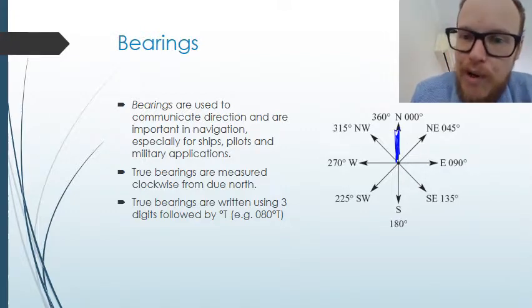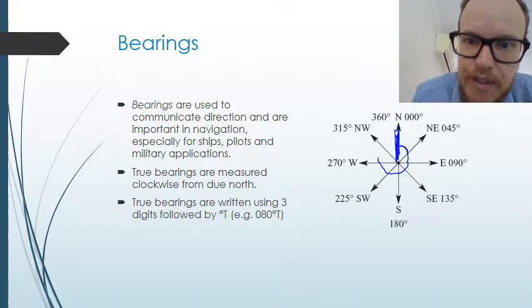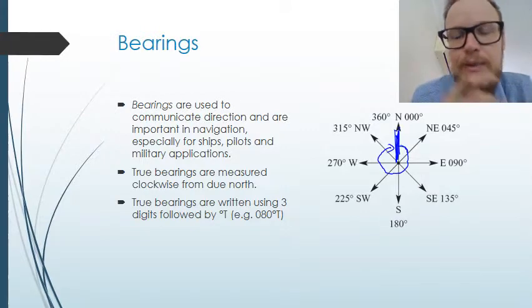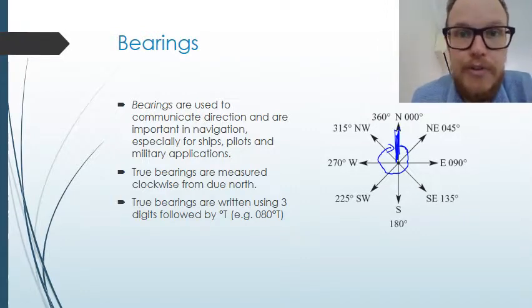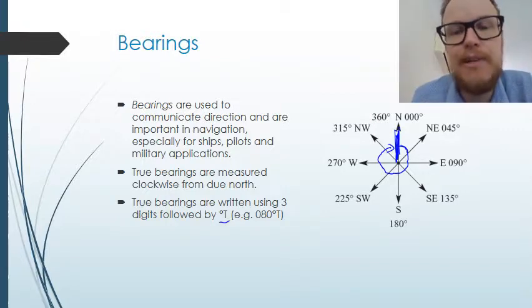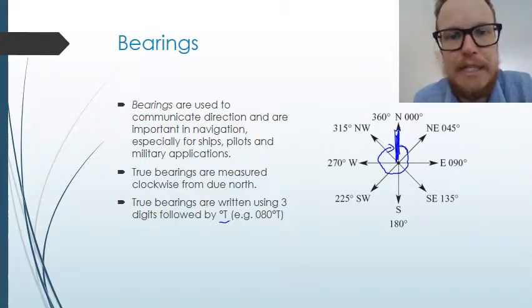And they're measured clockwise. So we can see here these true bearings. We go 45 degrees and then keep going around: 90, 135, 180, 225, 270, 315 and 360, all the way back to the start. So 360 degrees and 0 degrees are both directly north. True bearings are written using 3 digits, always 3 digits, followed by degrees T, which stands for degrees true. Next year you'll look at using other ways of describing bearings, but we're going to just focus on true bearings this year.